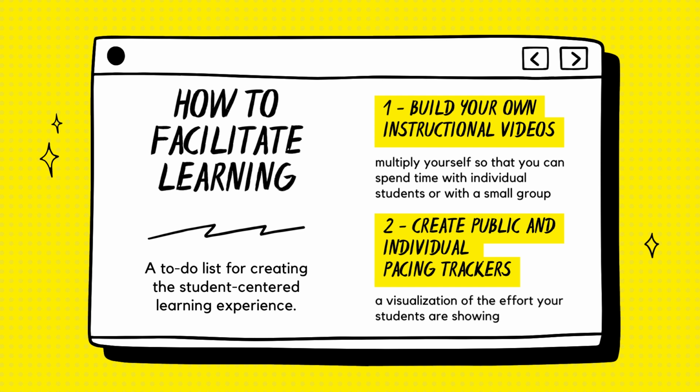The second thing on your to-do list would be to create a public and individual pacing tracker. These are visualizations for the effort your students are showing. The public one could be with avatars or student IDs if they're comfortable. And then the individual pacing tracker is more like that one-on-one feedback where you can have them either record their grade or you can make notes on your conferences and progress.